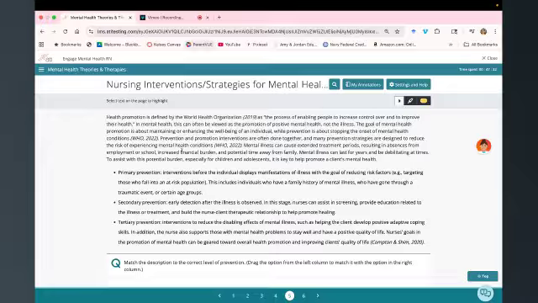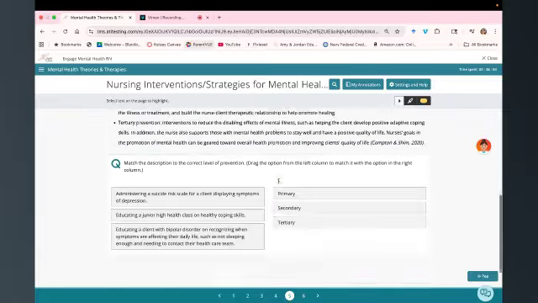Secondary prevention is early detection after illness is observed. Remember, they already have to have had the illness in order for it to be secondary. Nurses can assist with screenings and provide education related to illness treatment. And tertiary prevention involves interventions to reduce disabling effects of mental health, which include helping the client develop positive adaptive coping skills and helping the patient to just have a positive quality of life.